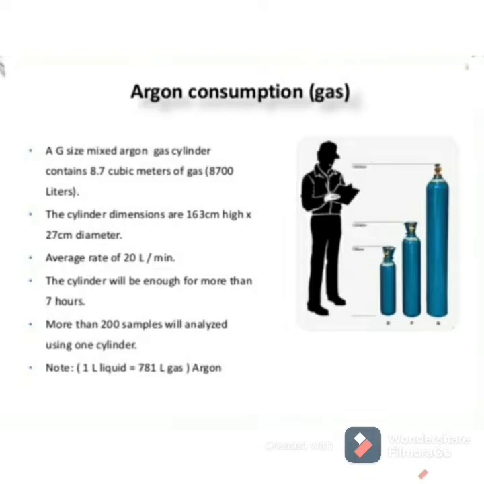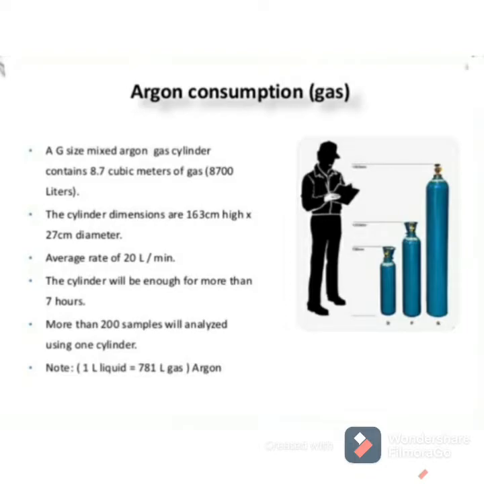check argon consumption. A general size mixed argon gas cylinder contains 8.7 cubic meters of gas, meaning 8700 liters of gas in a cylinder. The cylinder dimensions are 163 centimeter height and 27 centimeter diameter. Average rate of that gas is 20 liters per minute. The cylinder will be enough for more than 7 hours. More than 200 samples can be analyzed using one cylinder. Note: 1 liter of liquid argon is equal to 781 liters of gas.